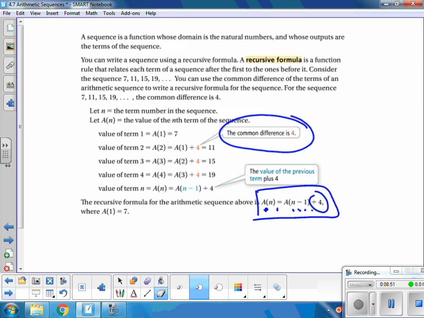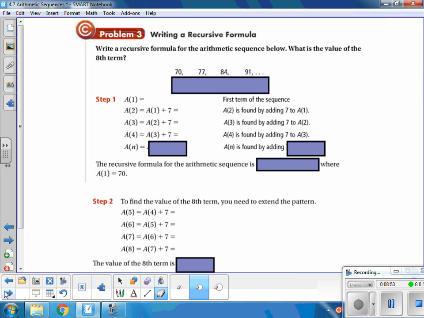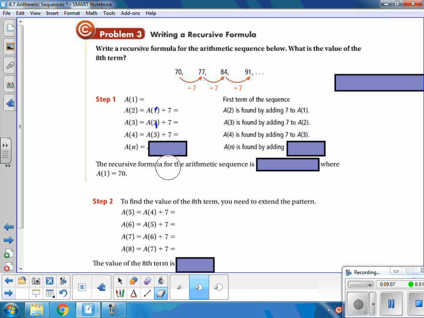Okay, we're going to play this out. Okay, let's practice it. Something we just need to see it to really see it happening. Okay, so here's my terms. Write the recursive formula, that's what we were just doing, for the arithmetic sequence. So the arithmetic sequence says it's going to be plus 7. So I know already that's going to be plus 7 each time. All right, that's my common difference.